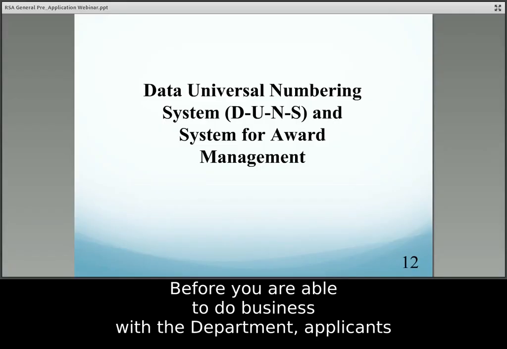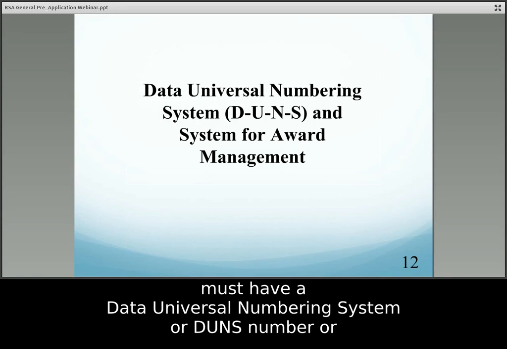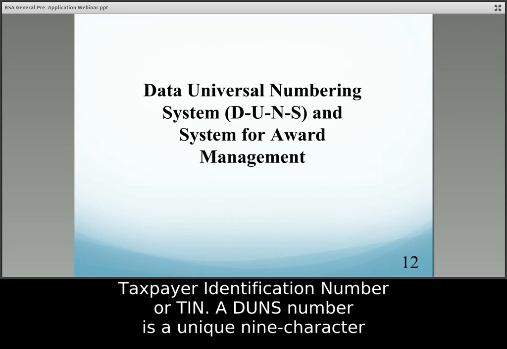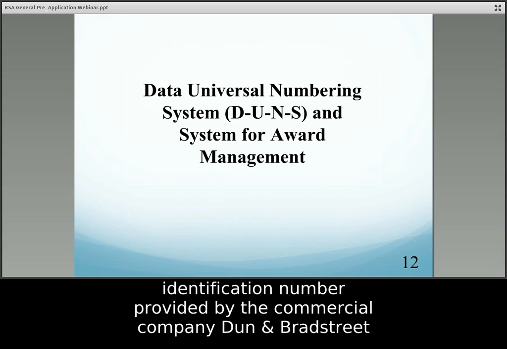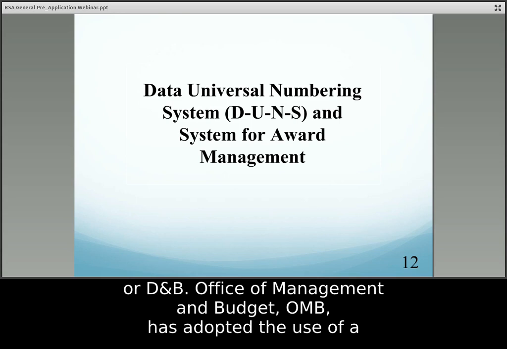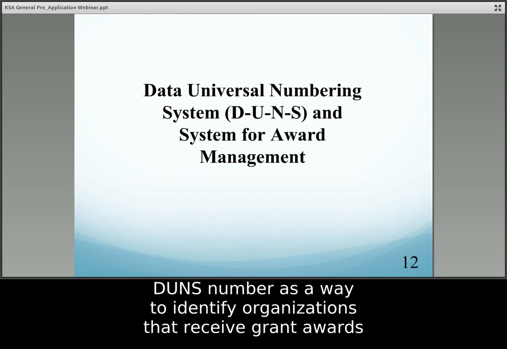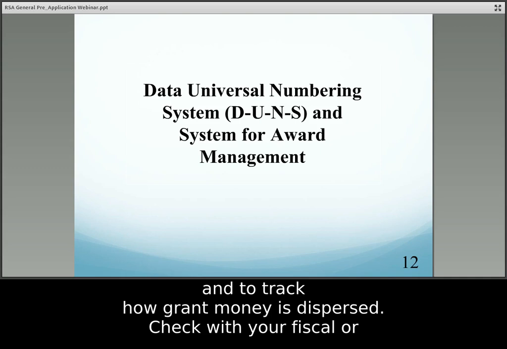Before you are able to do business with the department, applicants must have a Data Universal Numbering System, or DUNS number, and a Taxpayer Identification Number, or TIN. A DUNS number is a unique 9-character identification number provided by the commercial company Dun & Bradstreet, or D&B. Office of Management and Budget, OMB, has adopted the use of the DUNS number as a way to identify organizations that receive grant awards and to track how grant money is dispersed.